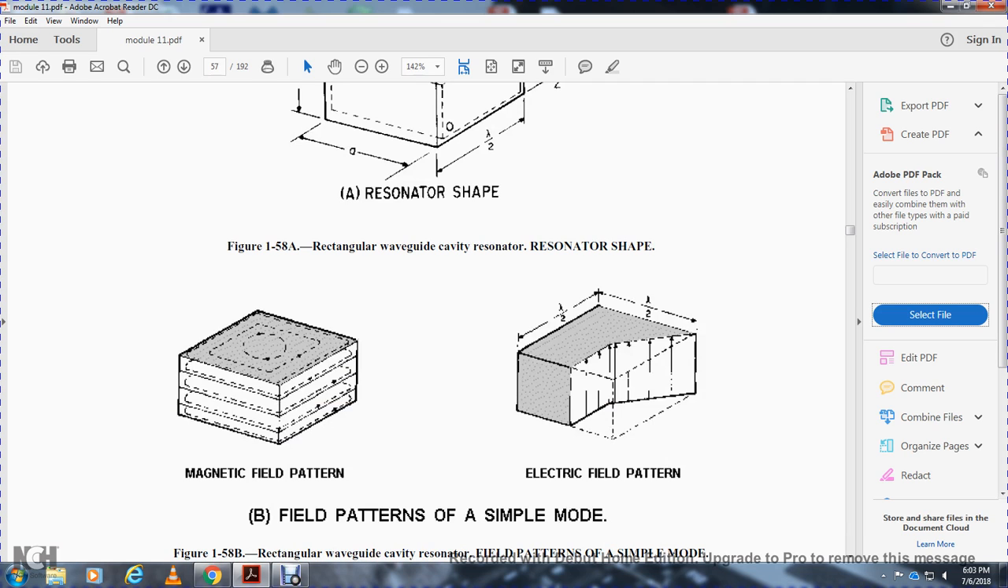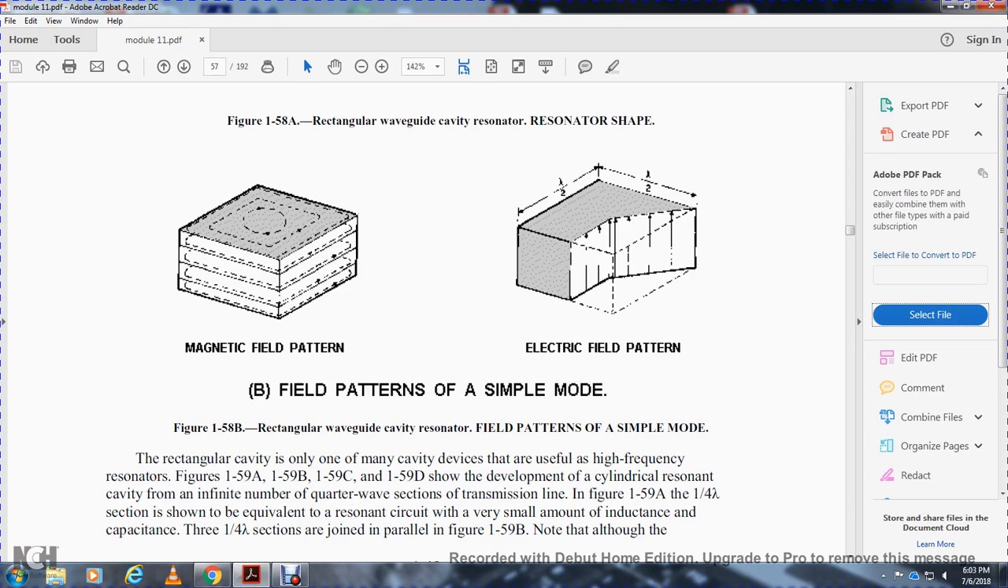Magnetic field pattern, electrical field pattern. Figure 158 shows the rectangular wave of the cavity resonant field pattern for the simple mode. The rectangular cavity is only one of many cavity devices for high frequency resonance. Figures 159A, B, C, D show the development.